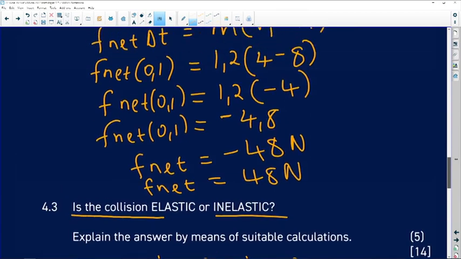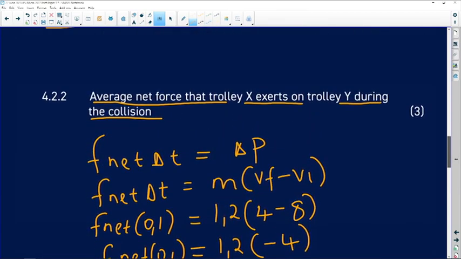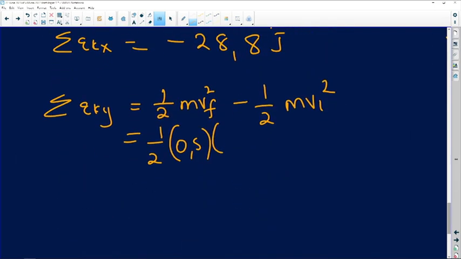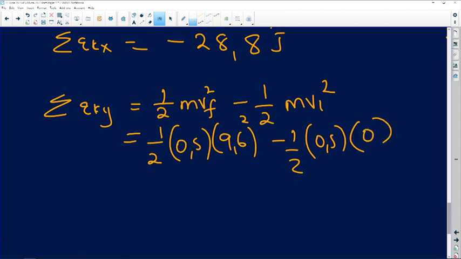We can just go and check it. It was 9,6. So we just take that and say we have 9,6 squared. And therefore minus 1 over 2. Do we know the mass of y? Yes, 0,5. And therefore, do we know v i? Our v i here was 0 because it was at rest. So I know already that this side is minus 0.